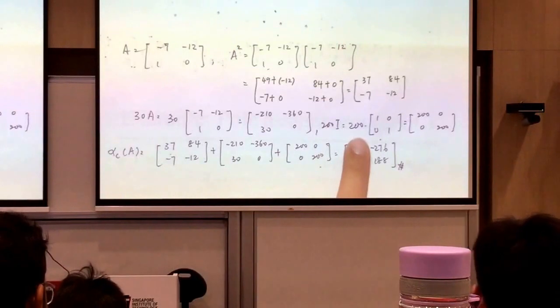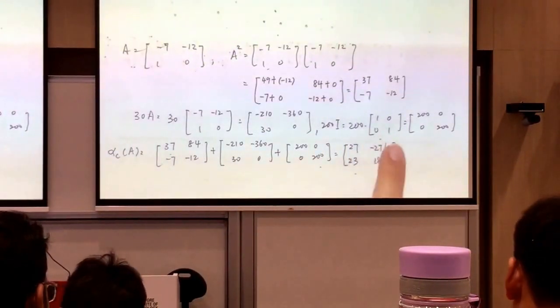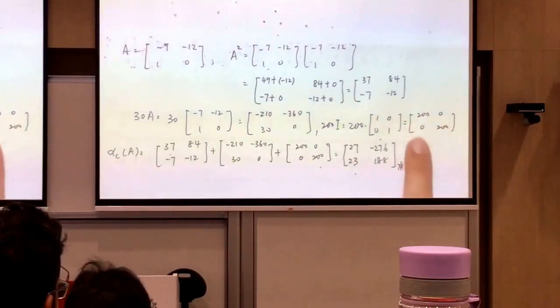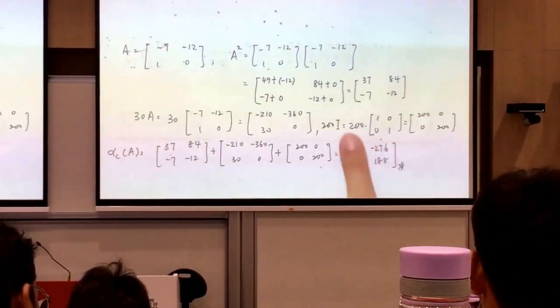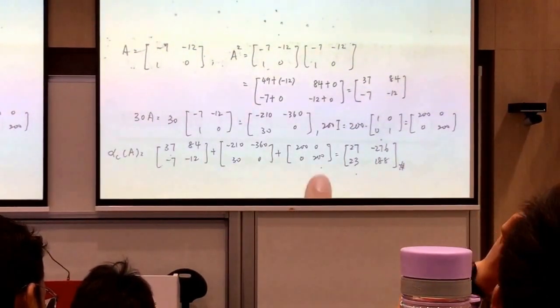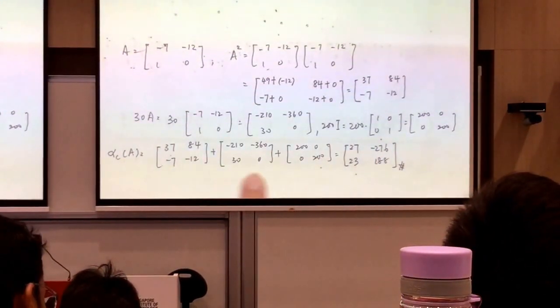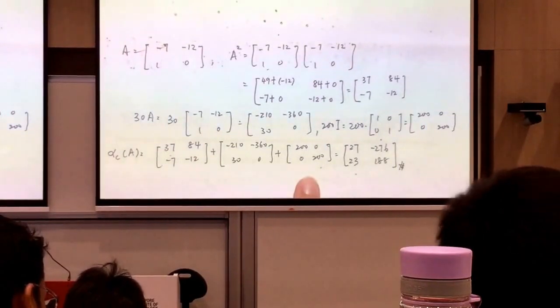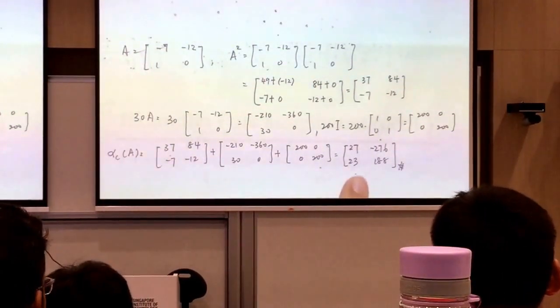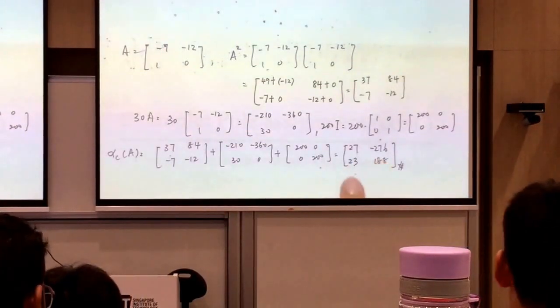200I. It's just 200 times the identity matrix. Okay? 200 times 1, 200. 0 times 1 is 0. 0 times 200, 0. 200 times 1, 200. Okay? Add them up together. So we have A squared plus 30A plus 200I. Okay? And that gives you 27, -276 and 3, 8.